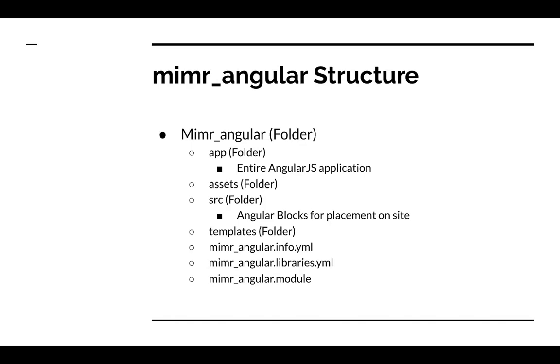Just like a regular custom module, we build it in the traditional sense where we have a .info file, a .libraries, and a .module file. We also, of course, have an SRC folder, which places what we call Angular blocks on the site, which can be used for typical block placement. And we also have the app folder, where we store the entire AngularJS application that we're running itself.